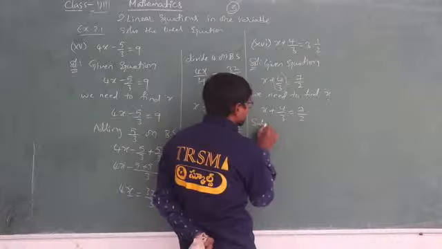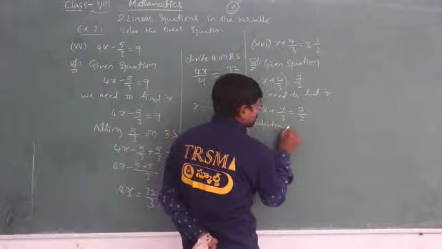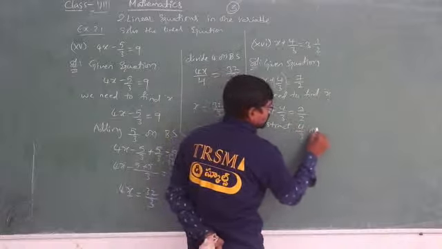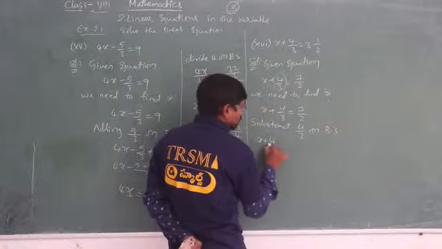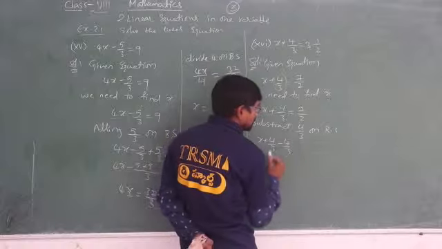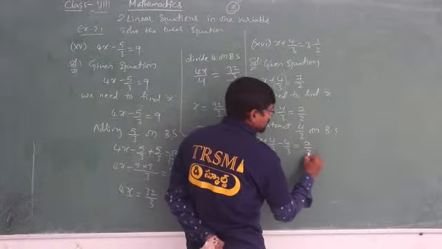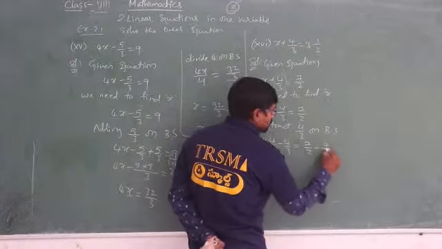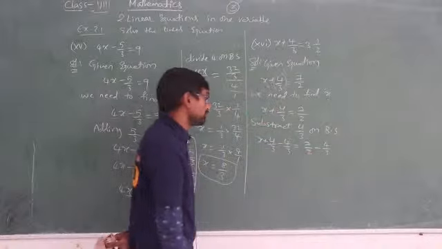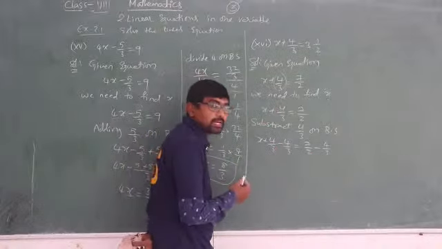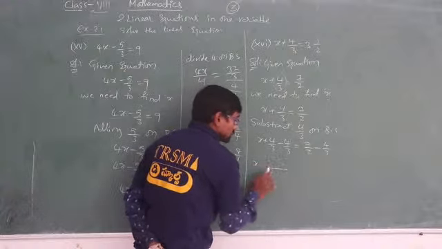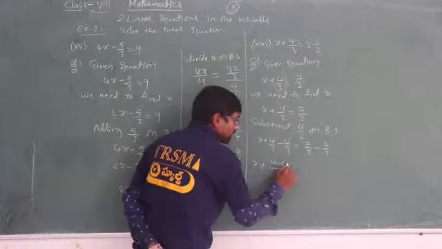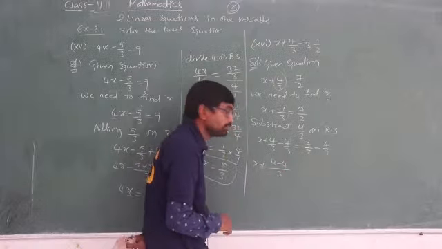So subtract 4 by 3 on both the sides, isn't it? So x plus 4 by 3 minus 4 by 3 is equal to 7 by 2 minus 4 divided by 3. So plus 4 minus 4 will become 0. LCM is directly 3. So x is equal to x plus 4 minus 4 whole divided by 3, isn't it?